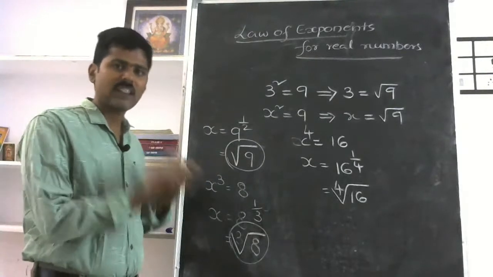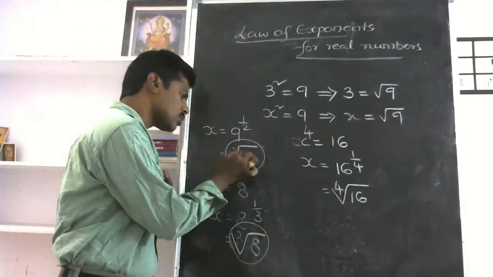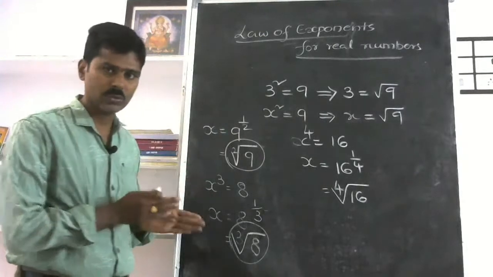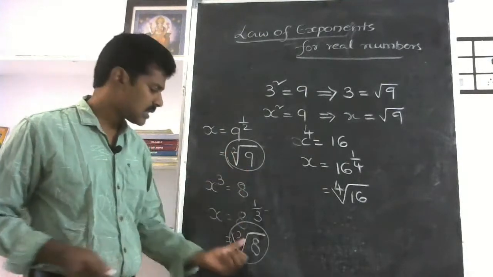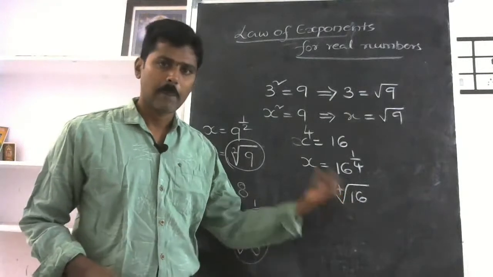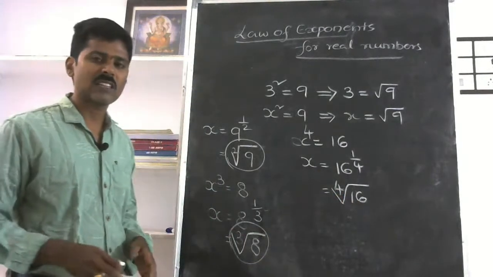So generally in the notation, definitely I have to write 2 here. That's why this is the second order, this is the third order, this is the fourth order. But in general we will say just square root.